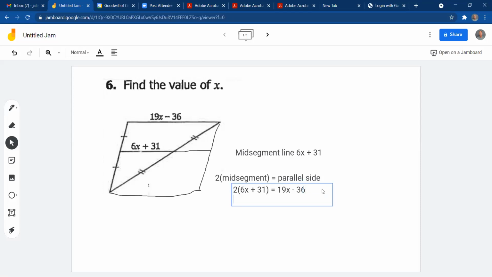So the calculation is actually the easy part now once you've got it set up. 12x plus 62 equals 19x minus 36. Divide by 7, x equals 14.